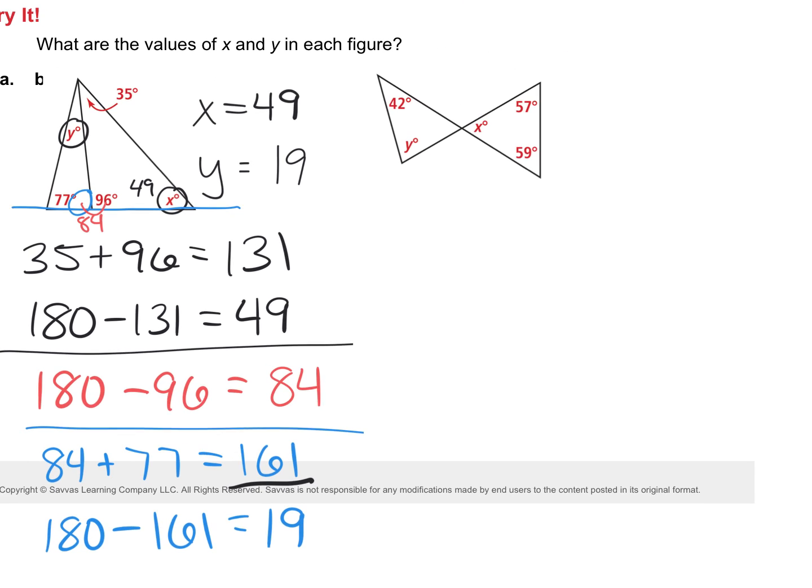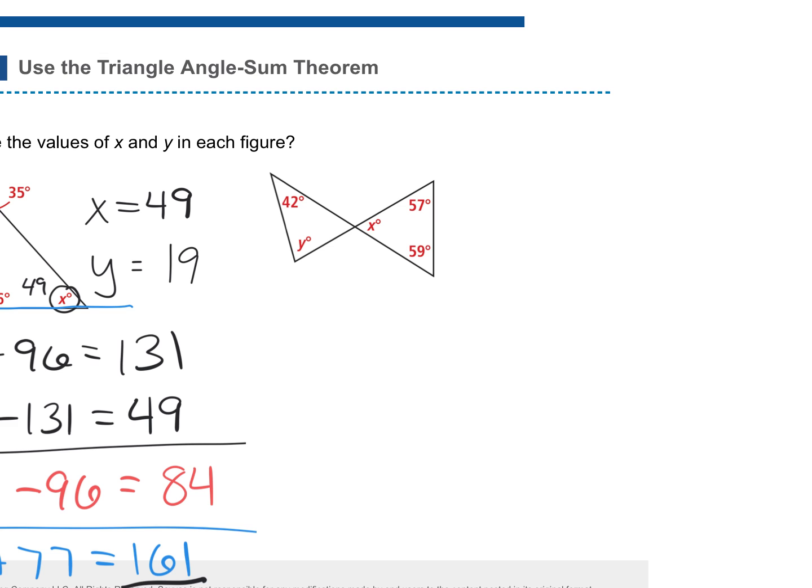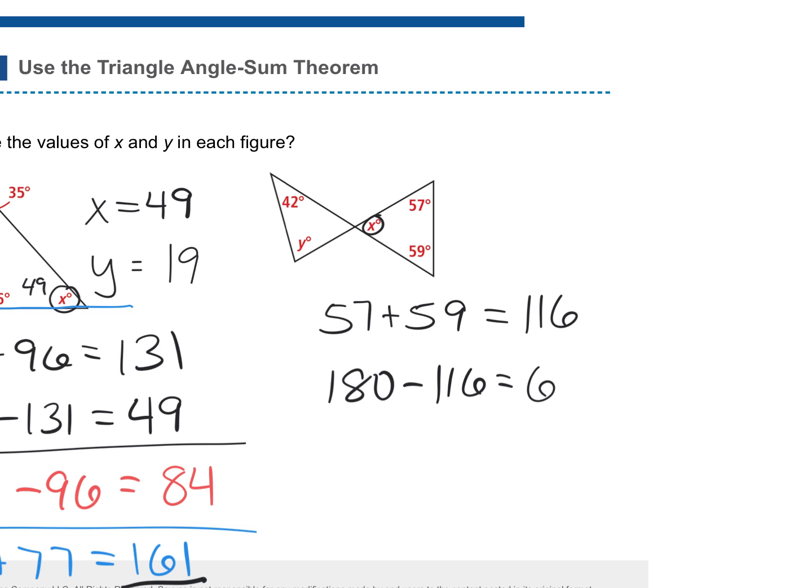B. Which one can we find first? We can find X by doing... Yep. 57 plus 59 is 116. What do I do with that? Yep. 180 minus 116. 64. Yep, so X is 64.